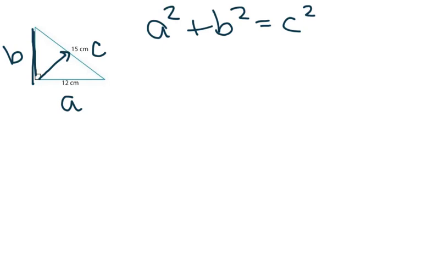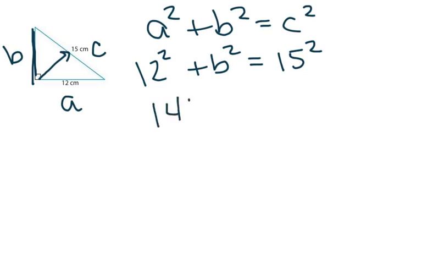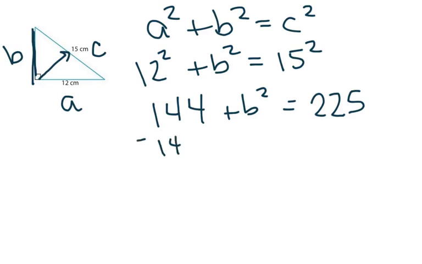And so I'm going to plug in my numbers. I do 12 squared plus b squared, I'm not sure what b is, equals c squared, which I know is 15, and so 15 squared. And in this case, I'm just going to solve the problem and simplify where I can. And I know that 12 times 12 is 144, plus my b squared equals 15 squared, which is 225. And now I'm going to go ahead and simplify both sides. I have to subtract 144 from both sides, and I end up with b squared equals 81.